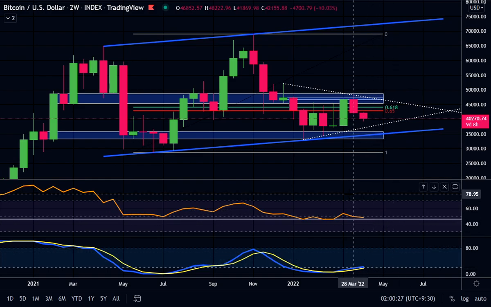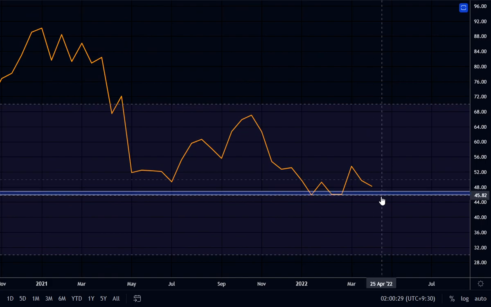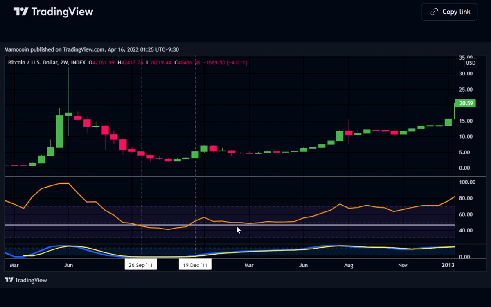Looking at the RSI, we do have this blue box marked out around a 46 level. This is a key level I've marked out, just looking back in the history of Bitcoin during the 2011 bear market here. Once we broke below this 46 level on the RSI, we did get a decent capitulation. This is actually a 50% drop here. We spent time below this level, and it indicated the bottom of the bear market.